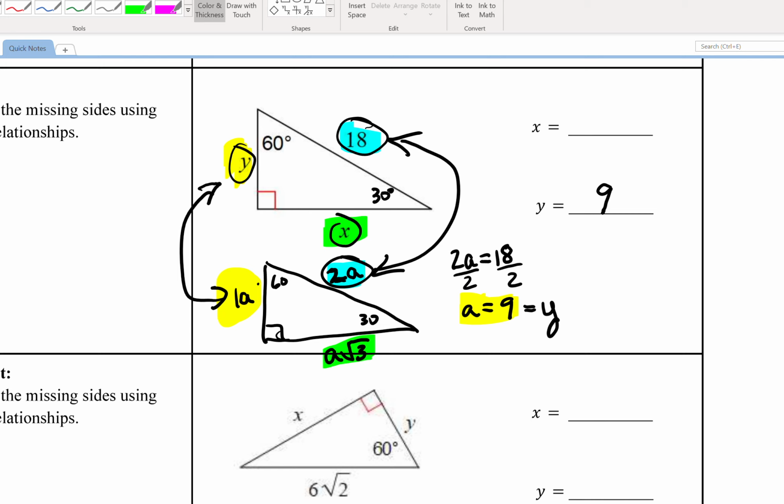And then once I know what a is, I can go in here and say, well, I've got a root 3. That's a is 9, but a root 3 is this value down here, a root 3. So then I just say, well, I've got 9 root 3, and that would be x. 9 root 3.